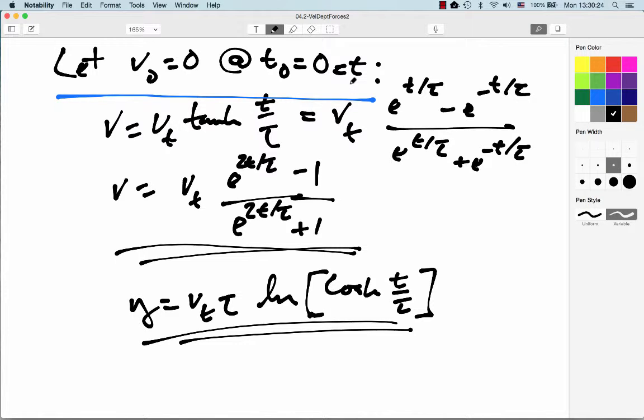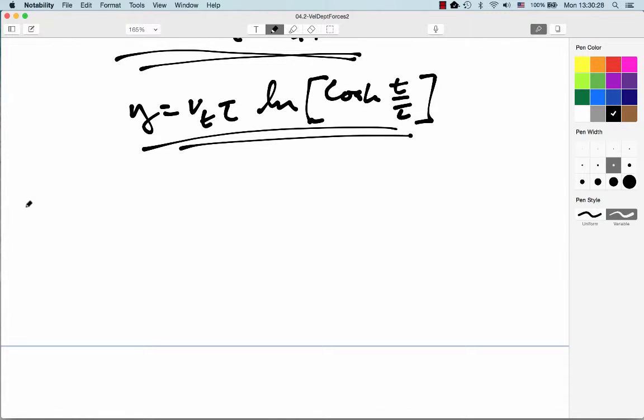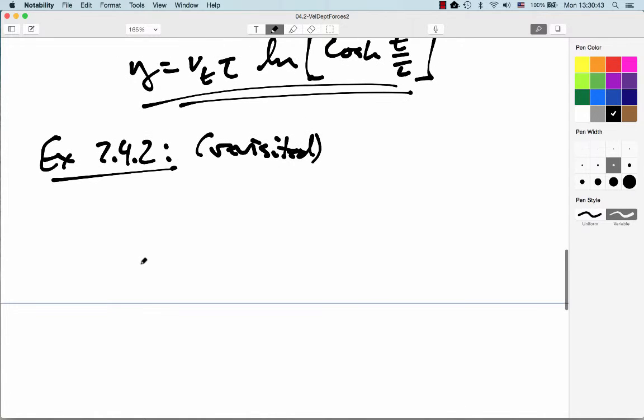All right, so now if you take a look in your text, remember example 2.4.2, which was horizontal motion. We're going to go ahead and revisit this. So this is horizontal motion.